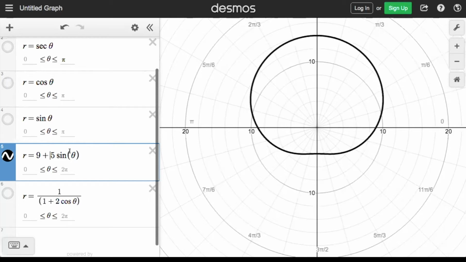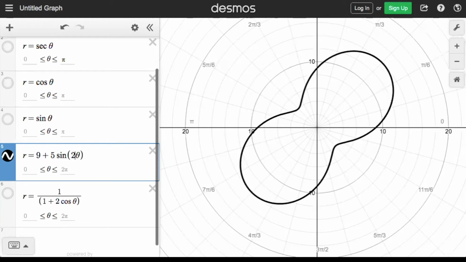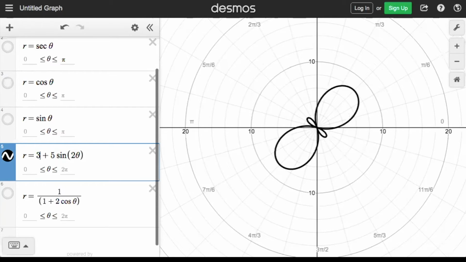Okay, here's a question. What if I start messing around in here? I mean, these are all the outside the function things. What if I start messing around inside the argument? What do you think would happen if I put a 2 in here? I wasn't expecting that. What if I made this smaller than the 5? Ooh.